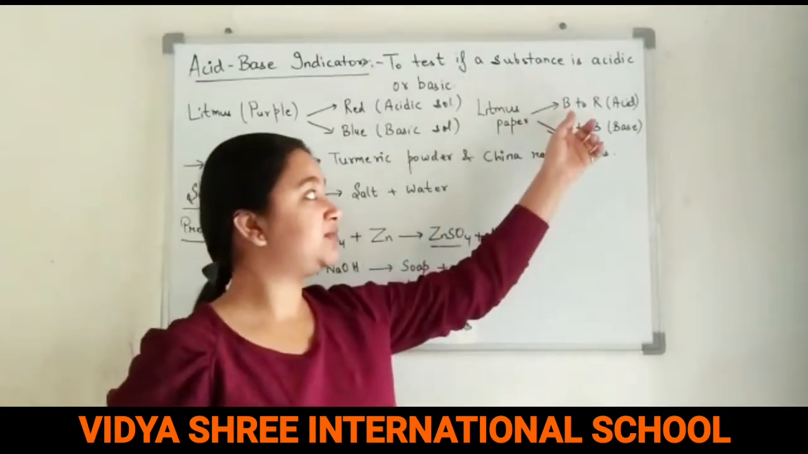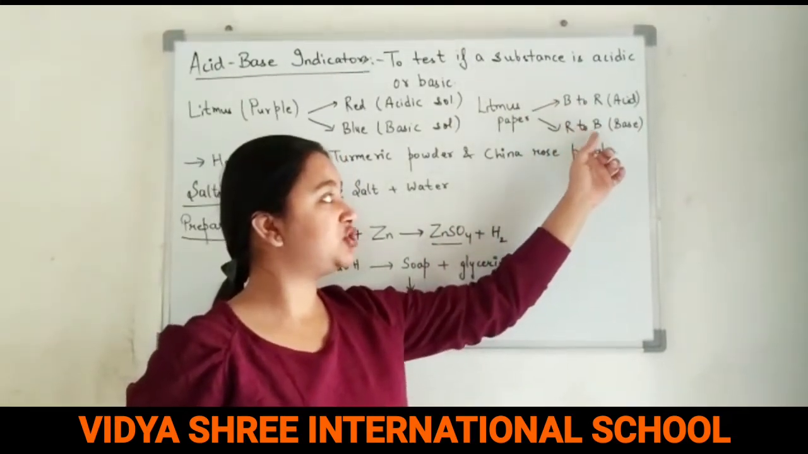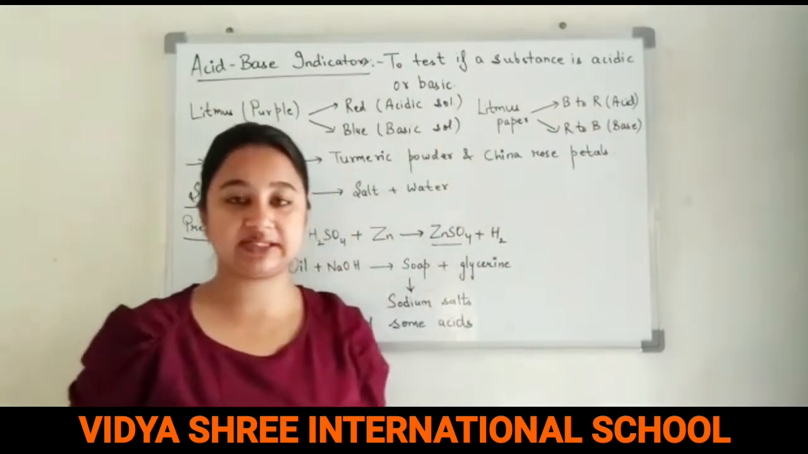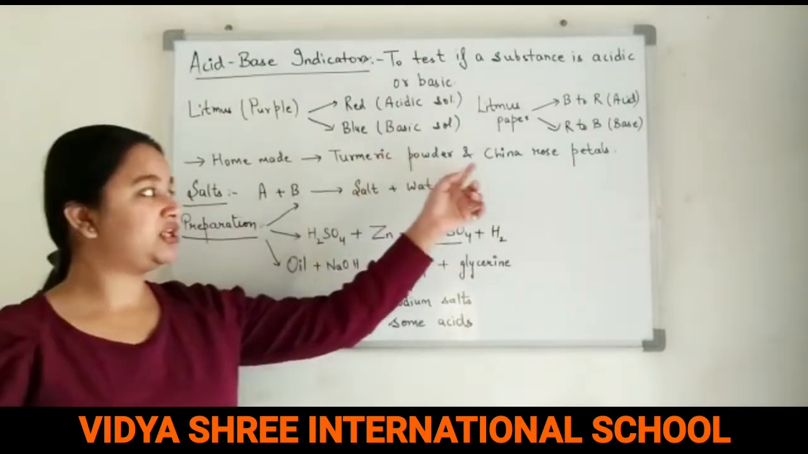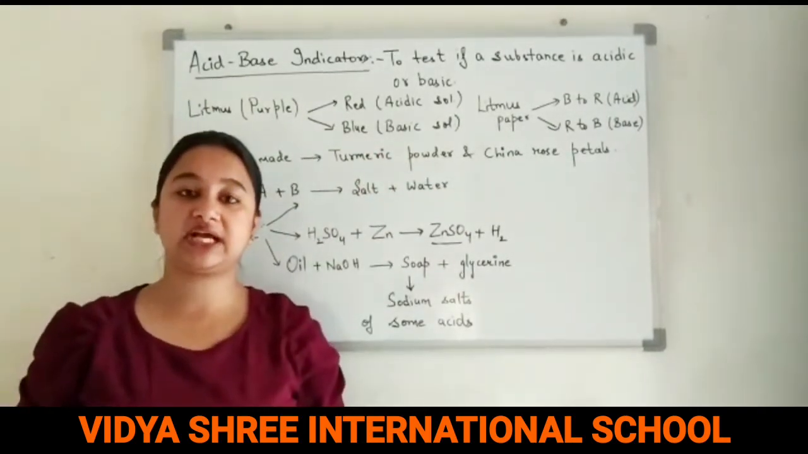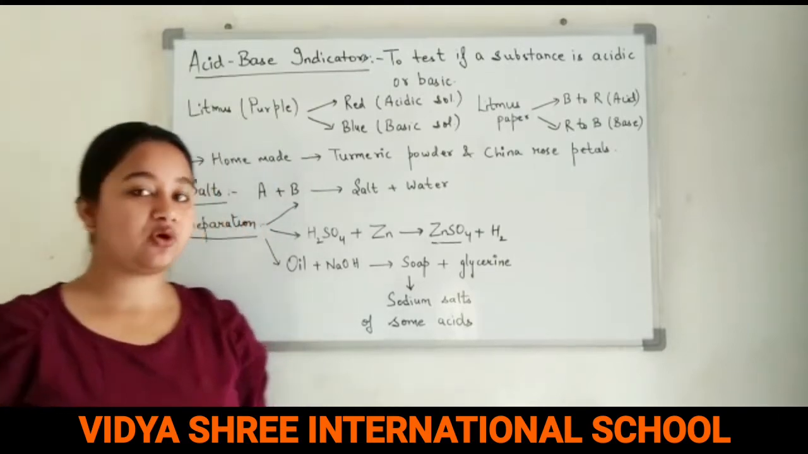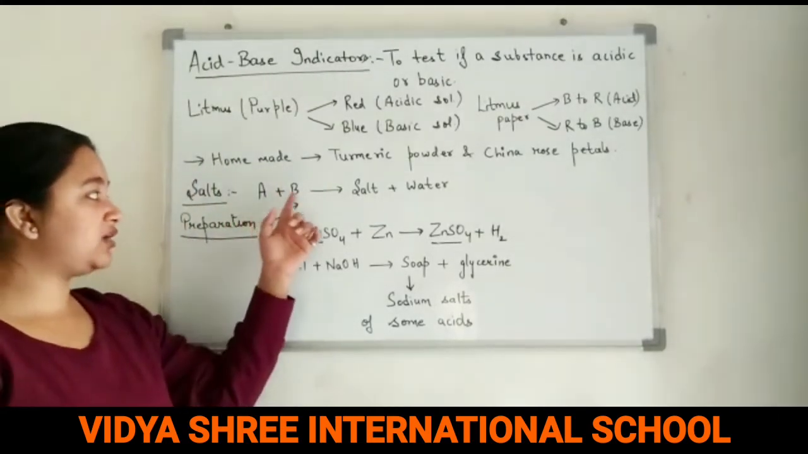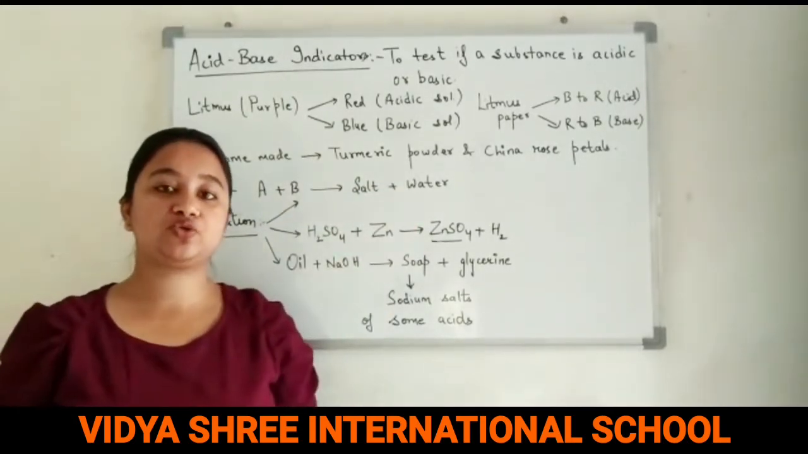If the blue litmus paper changes into red, the substance is acidic, and if the red litmus paper changes into blue, the substance is basic. In home also, turmeric powder and China rose petal powder can be used as natural indicators. Moving to the next topic, salts. As already discussed, when acid reacts with base, it forms salt plus water. There are three methods to prepare salt.